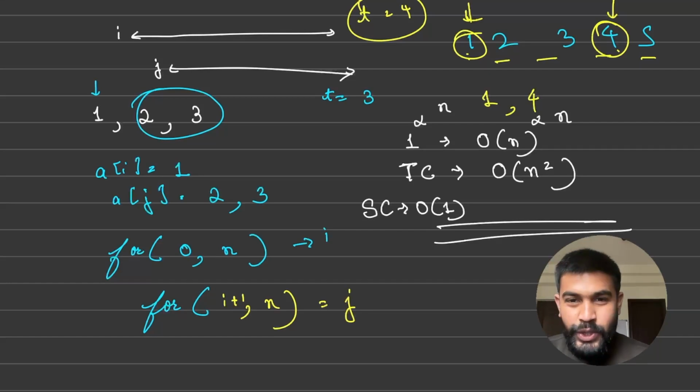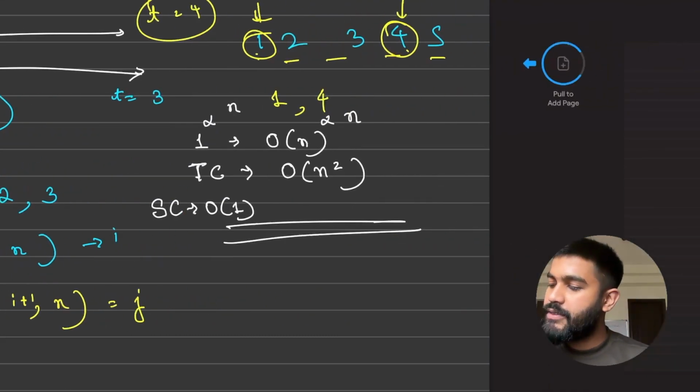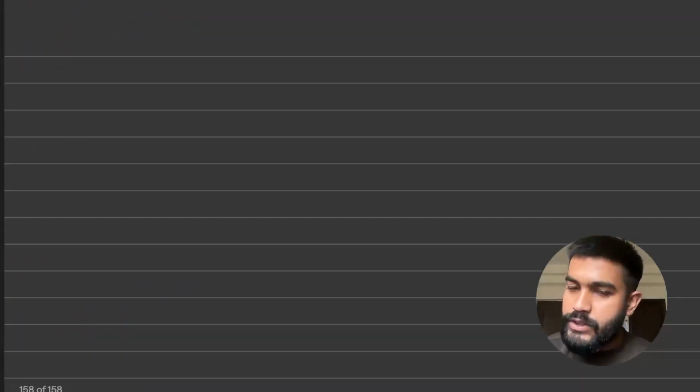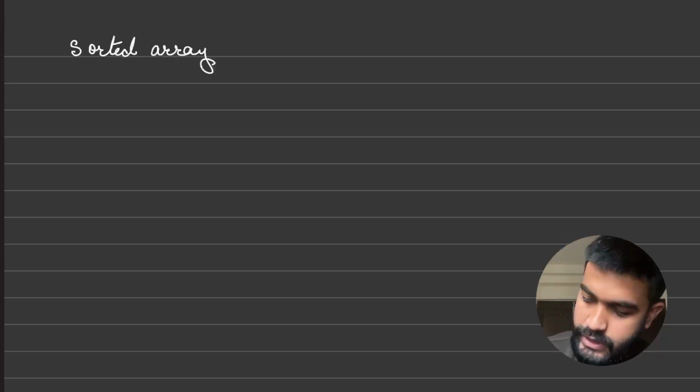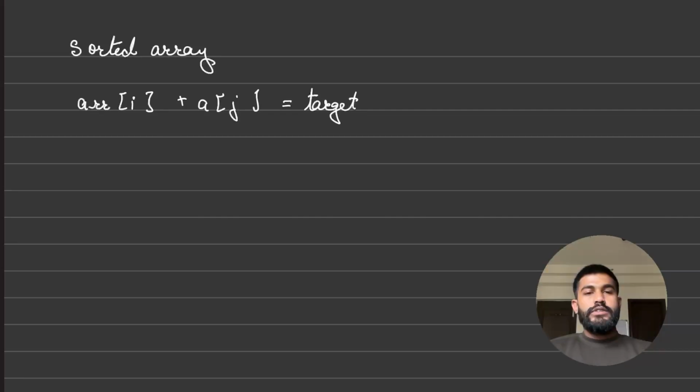Okay, so now you told this to your interviewer, and the interviewer expects you to optimize this. Fair enough. Let's refine it more and think. So we are given a sorted array. We need to find ARR I and ARR J which would sum up to the given target value.